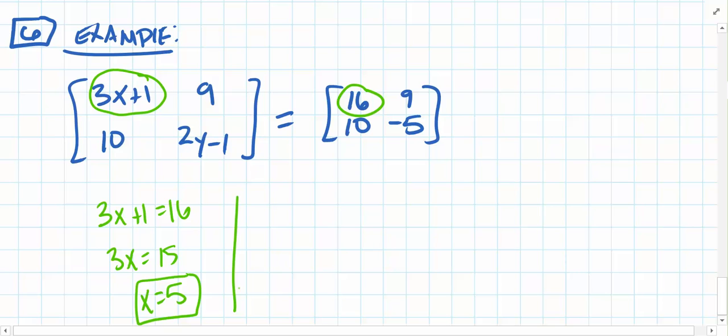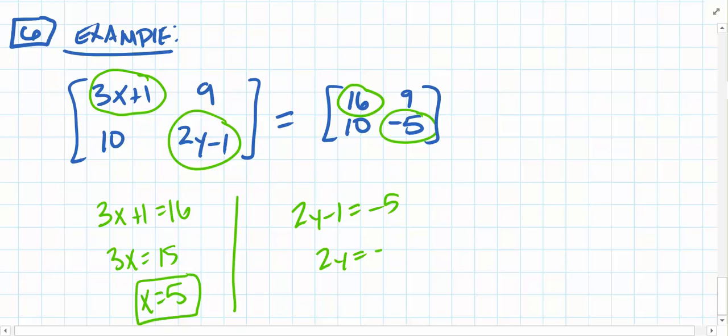So here's another one. 2y minus 1 must be equal to -5 because they're corresponding entries. So we say 2y minus 1 is -5. So 2y must be -4. Y must be -2. There you go. Just make sure everyone's around.